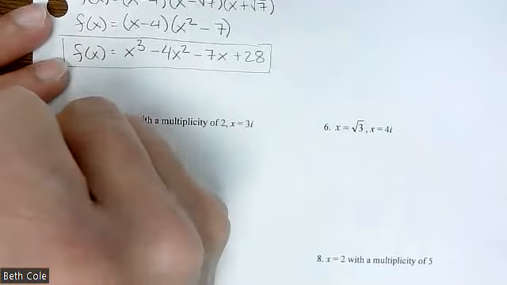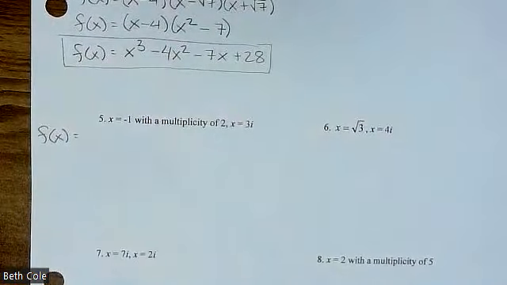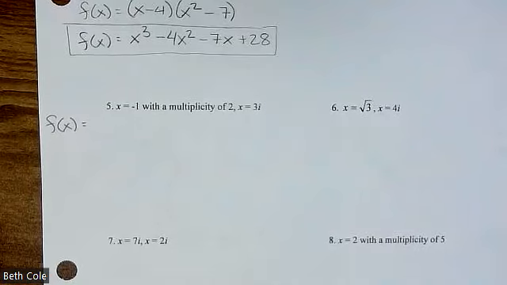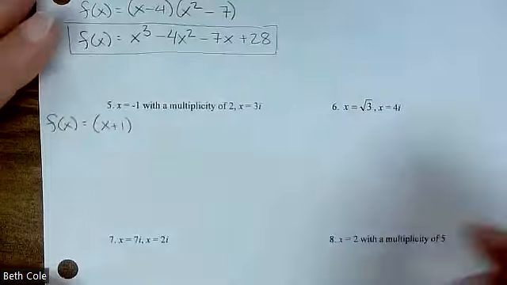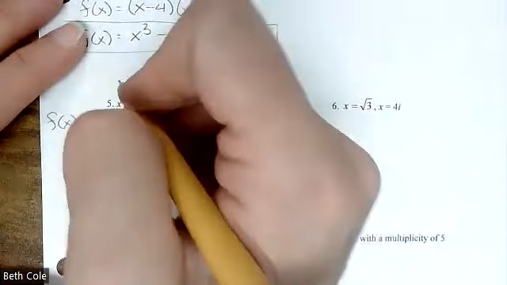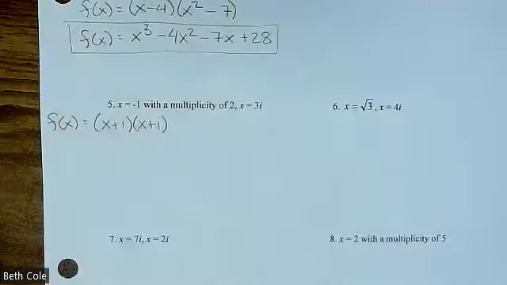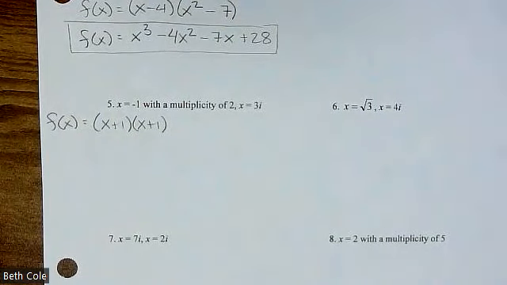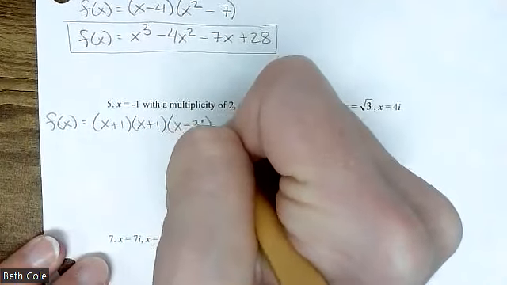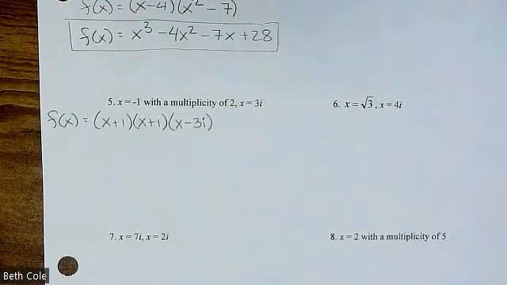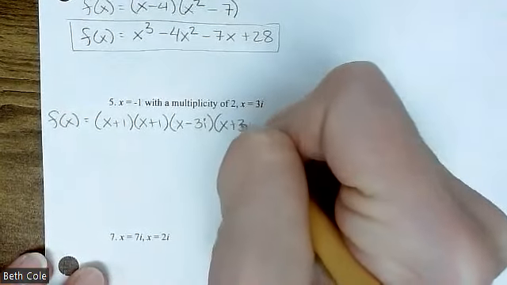All right, so let's come down to number 5. F of x equals, what would be your factor for negative 1? Get x plus 1. Oh, and it says with a multiplicity of 2. So you can write squared, but I'd almost just recommend writing it a second time. So you just write it twice. All right, and then 3i. So you would have x minus 3i. Ooh, but then you would also have x plus 3i.